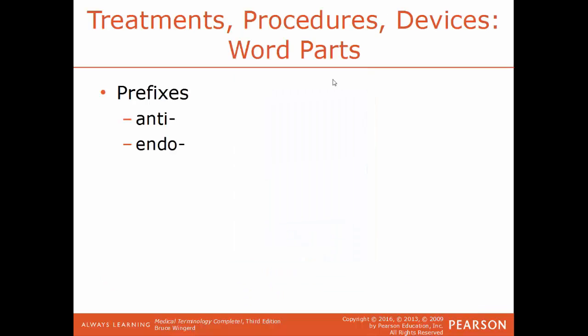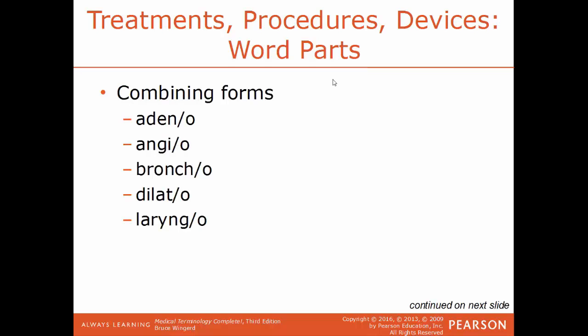All right, now we'll talk about some treatments, procedures, and devices with the respiratory system. And we'll talk about the word parts. First off, the prefixes. Anti means against. Endo means inside. Adeno means a gland. Angio means blood vessel. Broncho is reference to the bronchioles.